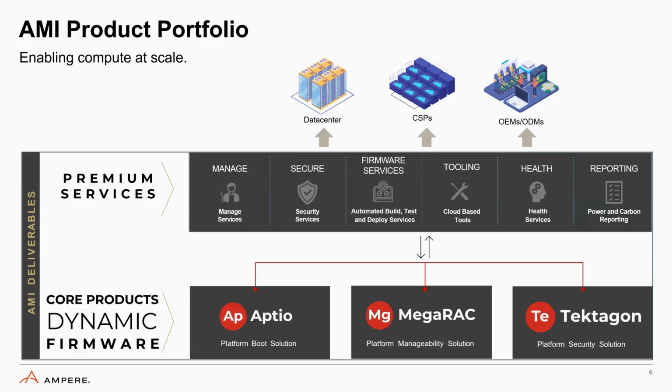But if we look at AMI for a moment to give you a brief introduction to that, most people are probably familiar with AMI being a firmware company. It's actually our 40th anniversary this year. And we are known for our Aptio product, for our boot firmware, our MegaRAC product for our manageability, and Tectonic now for our security firmware.